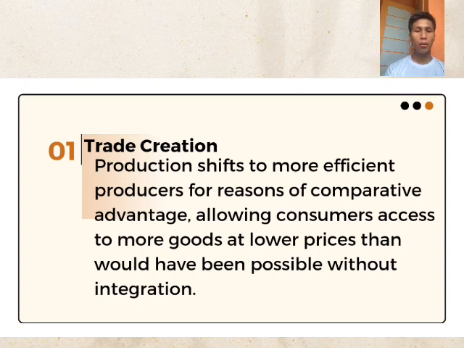Trade creation occurs when an RTA allows member countries to specialize in the production of goods and services in which they have a comparative advantage. This enables them to produce these goods at a lower cost than if they were produced domestically. As a result, member countries can import these goods from each other at a lower price than they would have to pay if they produced them domestically.